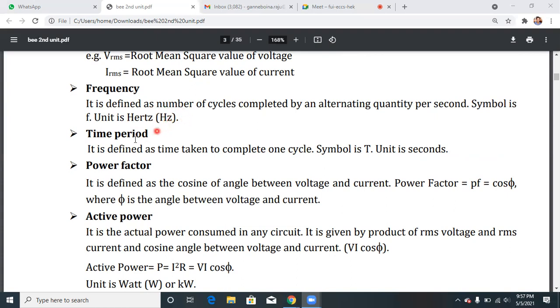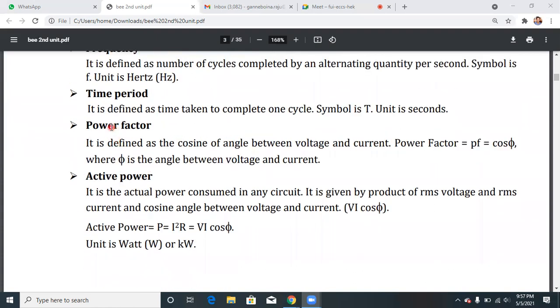Coming to the time period, it is defined as the time taken to complete one cycle. The symbol is T and the unit is seconds. That is the time period.